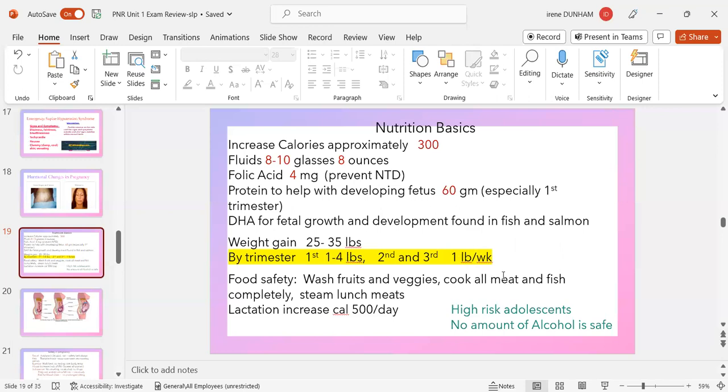We don't eat raw meat. We wash the fruits and vegetables because they can have parasites. So we have to make sure that everything is cooked really well, and the fish gets cooked well too. If you're going to have salmon, make sure it gets completely cooked. And lunch meat is not the best, so you have to steam your lunch meats. A lot of times if you say that to a patient, they say, okay, I'll avoid that.